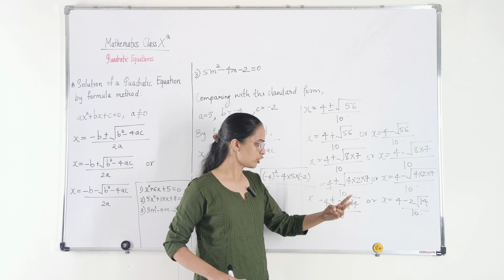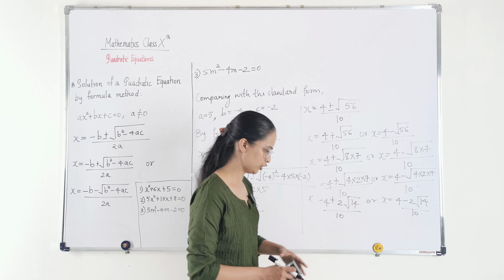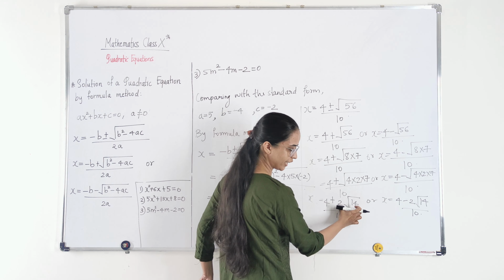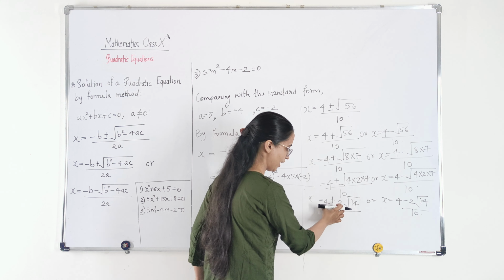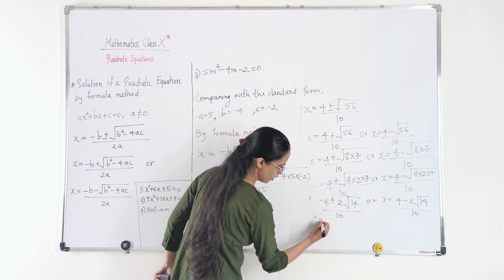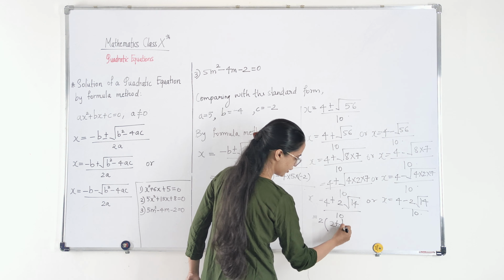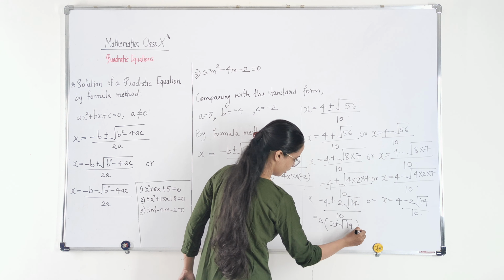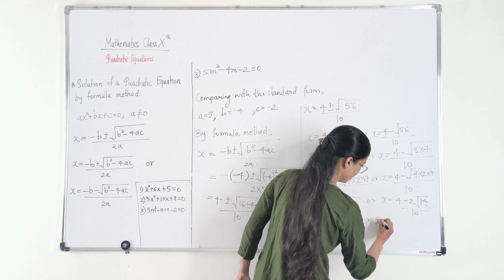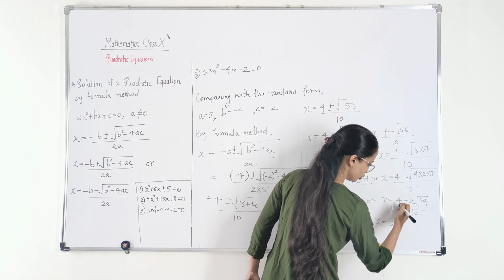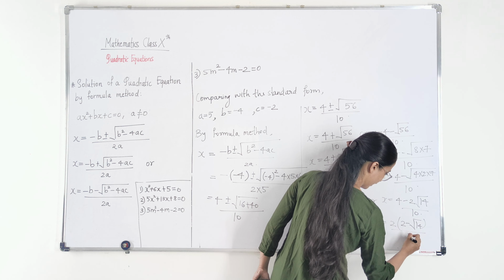Here if you see, in the numerator there are two terms, both in this particular value and in this particular value also. Here the first term is 4 and the second term is 2 root 14, and the common multiple in both these terms is 2. That is why you're going to take 2 common. When you take 2 common, what would be left inside the bracket is 2 plus under root of 14, the whole upon 10. This is your first value. Similarly, you're going to take 2 common from here, so you would be left with 2 minus under root of 14, the whole upon 10.